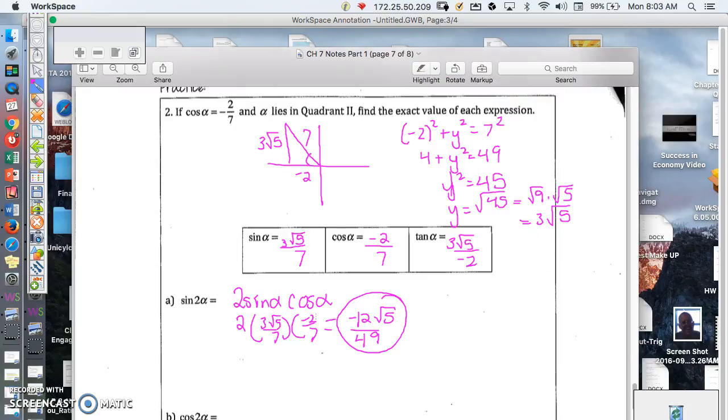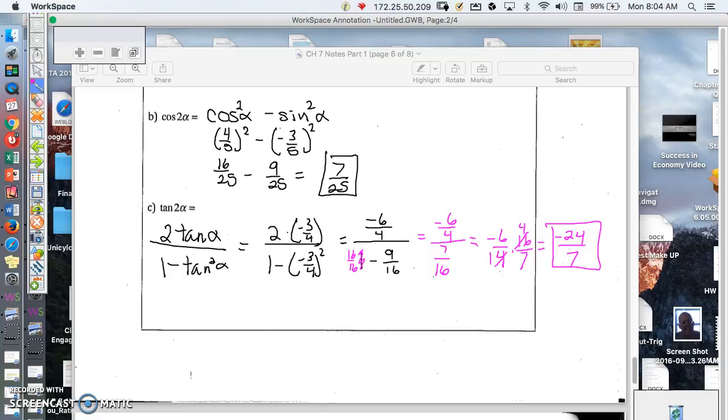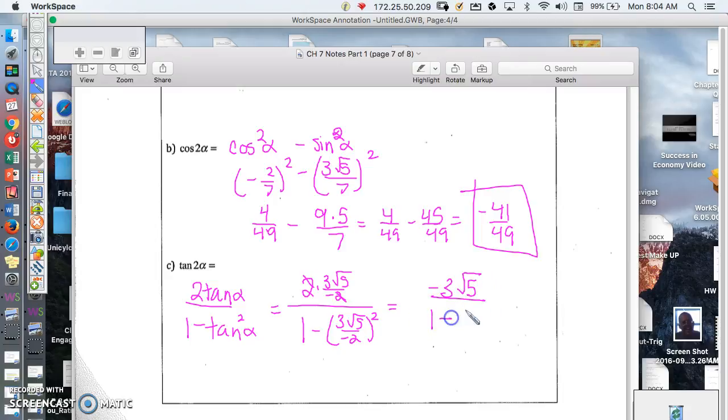And then we have our tangent here. So tangent, what was that? It was 2 tangent of alpha over 1 minus tan squared of alpha. So what did we have? Oops, I went too far. 3 square root of 5 over negative 2. So 2 times 3 square root of 5 over negative 2 divided by 1 minus 3 square root of 5 over negative 2 squared. So let's see, well, 2's. So you'd have negative 3 square root of 5 over 1 minus, let's see, so that's 9 times 5 over negative 4. So we have 45 over negative 4.